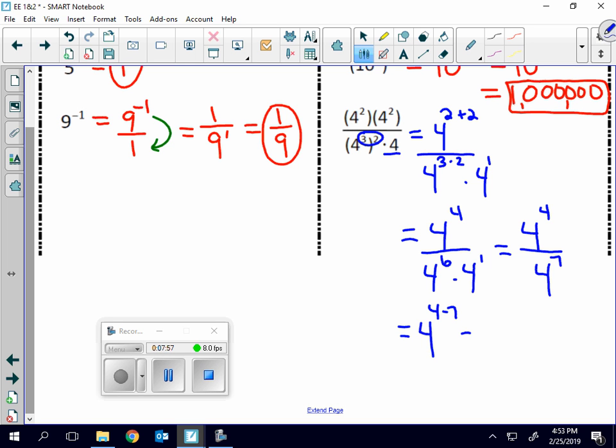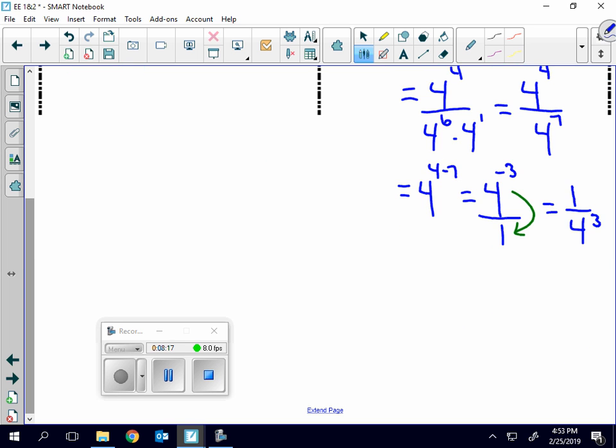Okay, and that leaves us with 4 to the negative 3rd power, which now we're going to change into a positive exponent. All right, we're going to move the 4 down to the denominator. It's going to be 1 over 4 to the 3rd power. Almost done. That's just 1 over 4 times 4 times 4, which is, let's see, 4 times 4 is 16, times another 4 gives me 64. Woo.